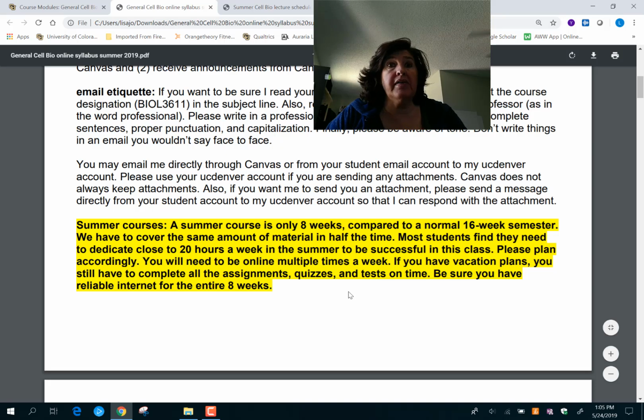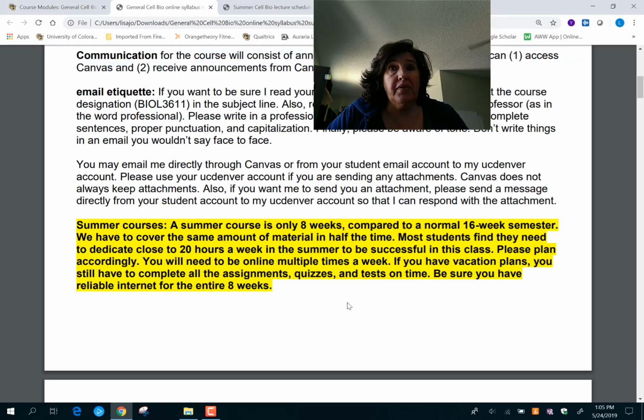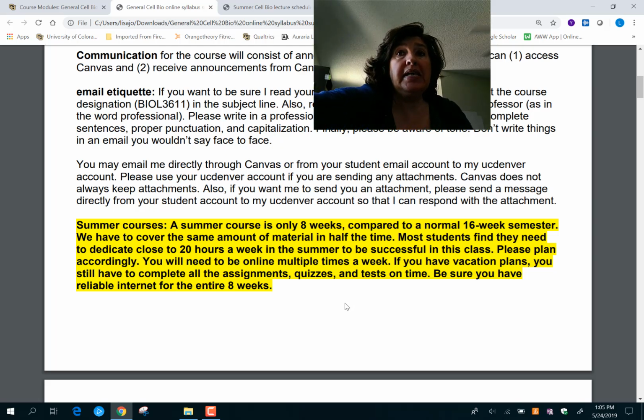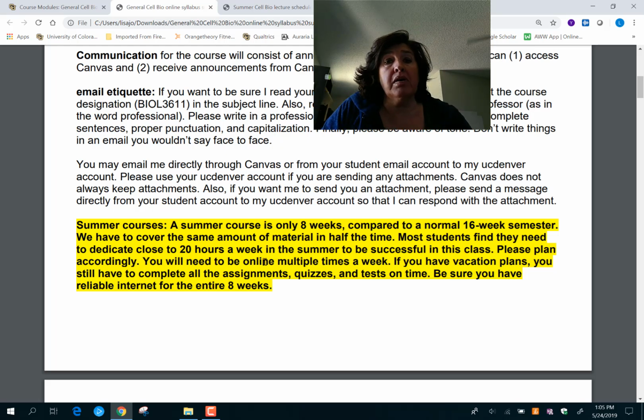Summer course, I've kind of emphasized this already. It's going to go fast. It's lots of material. I personally don't think this is the best way to take this class, but I know some of you are prepared and want to crank it out. Just know that it's a lot, okay, for 8 weeks.